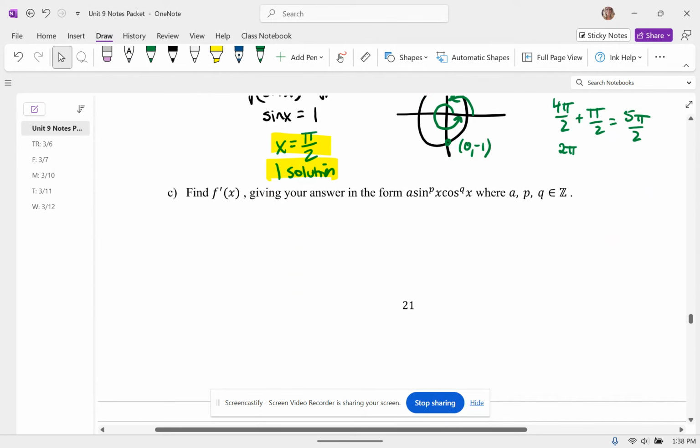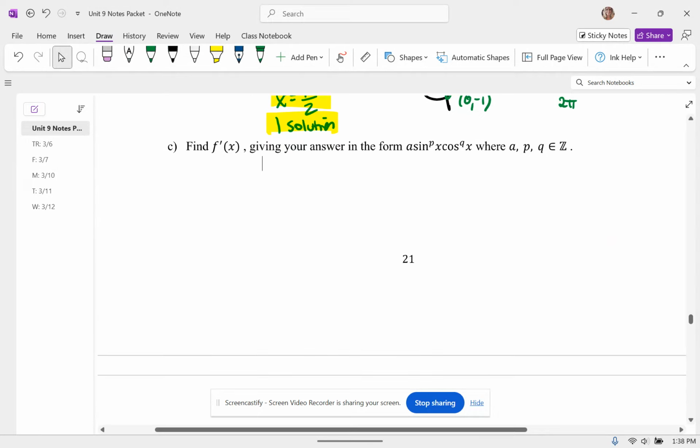Okay, so letter C. Find f prime of x, giving your answer in the form a sine to the p of x, cosine to the q of x, where a, p, and q are integers. What's an integer? It's a positive or negative whole number. It can't be a fraction or a decimal.